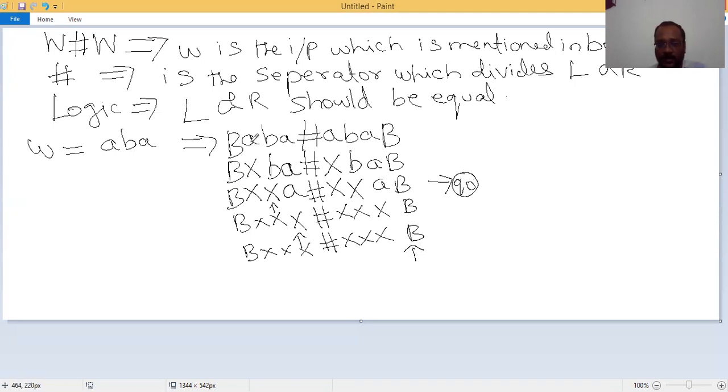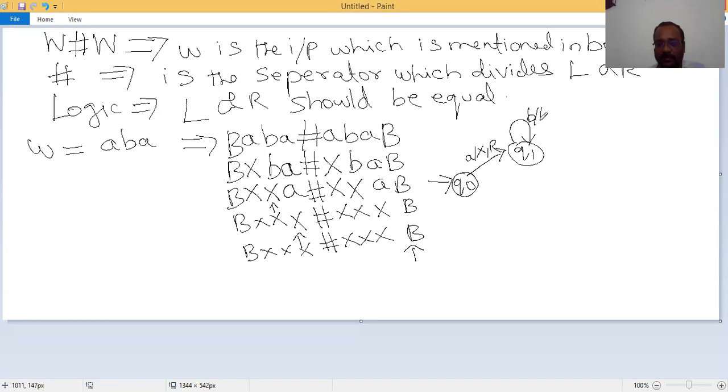Now you see here, first I'm going to start with A. So A will be mentioned here. This is Q1. So A will be replaced as X and moving to right hand side. The next element is BA. As per the logic, after crossing one A in the left hand side with X, you have to move to the right hand side until you are reaching the hash. The remaining elements will be represented as they are.